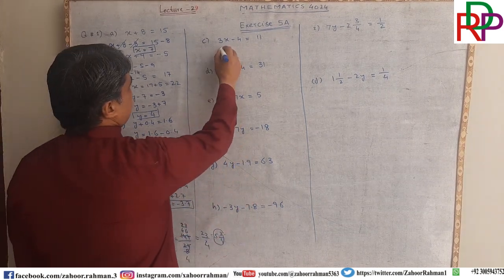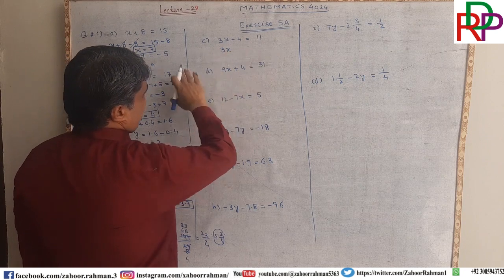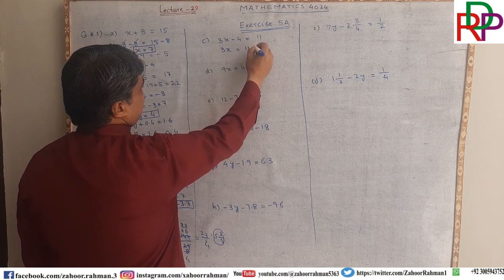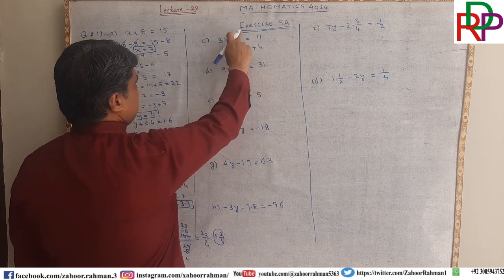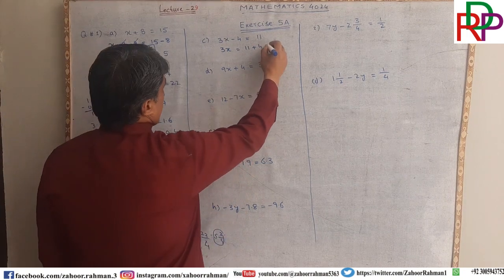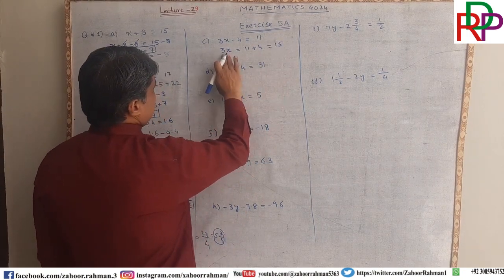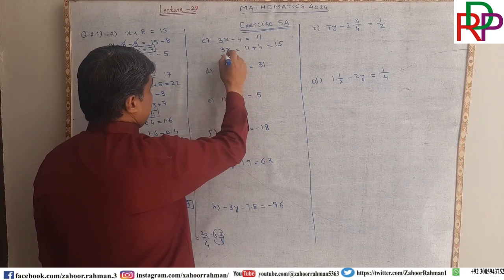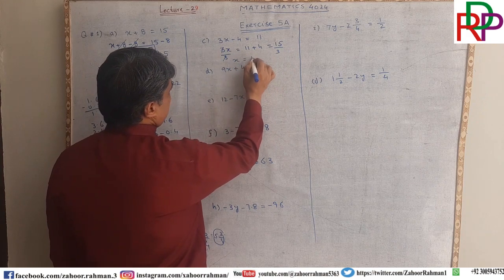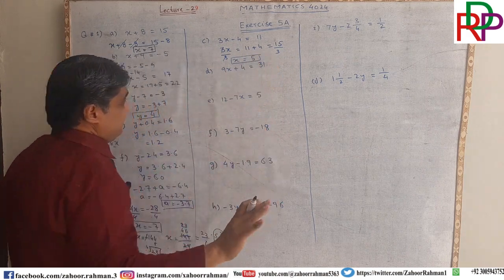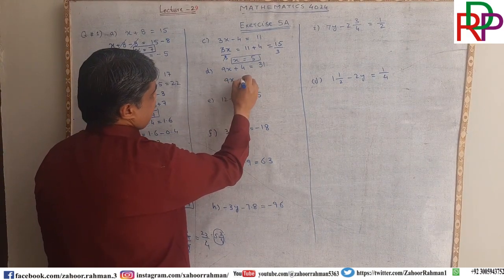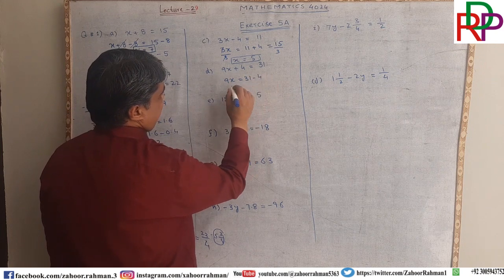Here I am doing a bit more advanced than these ones, although these are basic level. 3x is equal to 11 plus 4. This is minus, so on that side it will go and that will become 15. So when it is 15, now on this side there is a multiplication, so you have to divide both sides by 3. 3 will be cancelled and x is equal to 5 is the answer. Learn these small techniques.